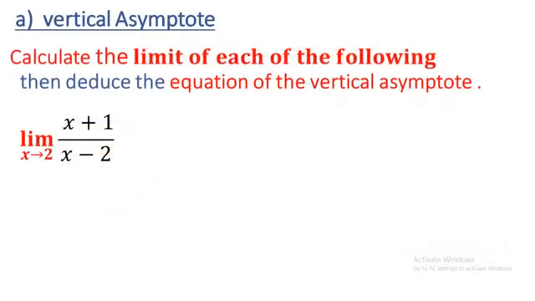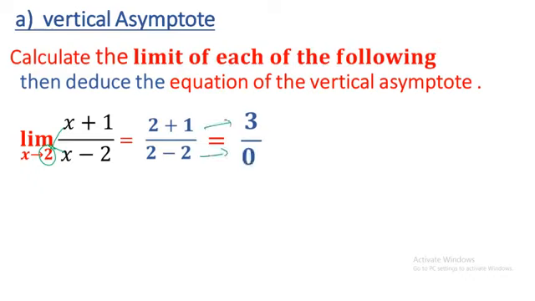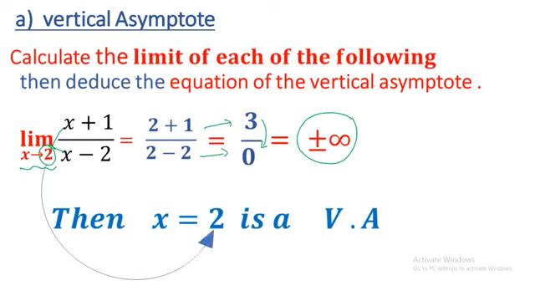Let's see the examples. We want to calculate the limit as x tends to 2 of the rational function x plus 1 over x minus 2, then we will deduce the equation of the asymptote. First, we will substitute each x by 2 to get 2 plus 1 over 2 minus 2, and the answer is 3 over 0, and any number over 0 is plus or minus infinity. Because we have the limit as x tends to a number and we get infinity, then this number will represent the vertical asymptote of equation x equals 2.